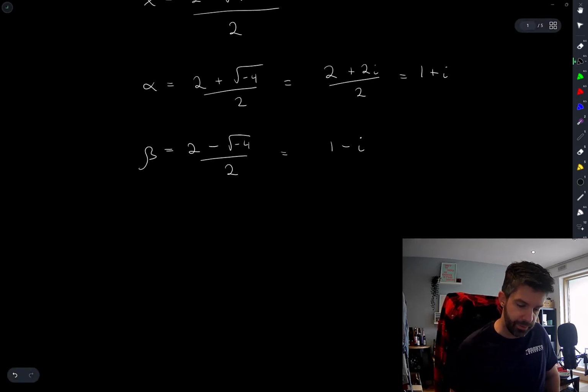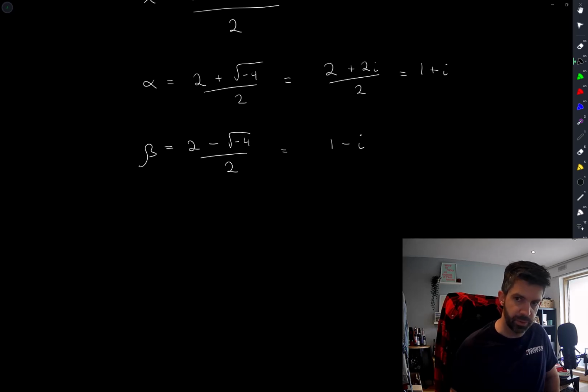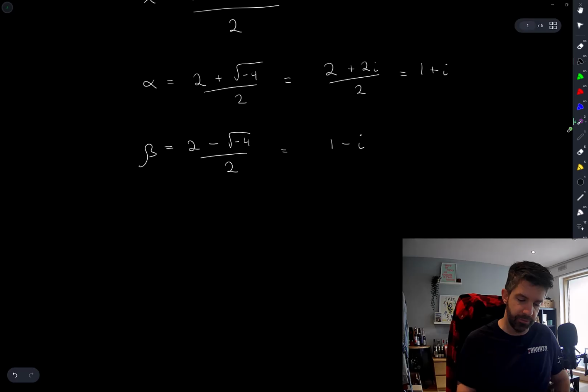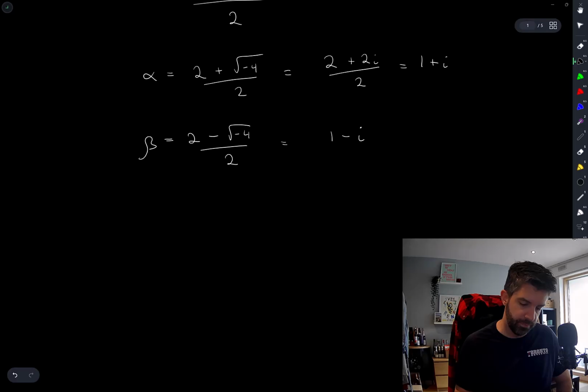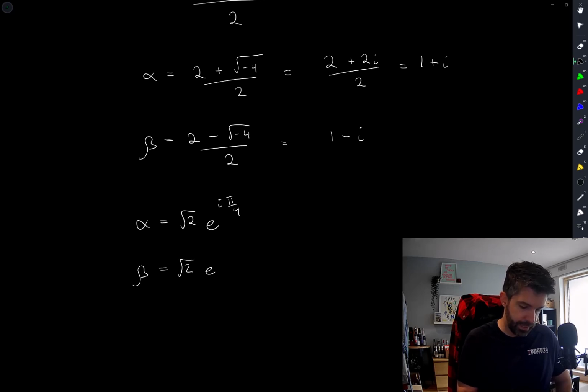And now I think converting these to radial coordinates is probably the best, because we're going to have alpha divided by beta raised to a power. It's easy to raise things to a power when things are written in polar coordinates. So alpha is root 2 times e to the i pi over 4, and beta is root 2 e to the negative i pi over 4.